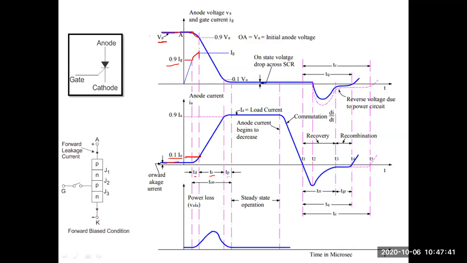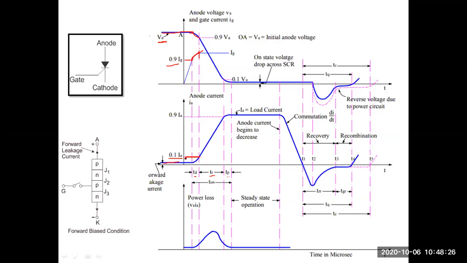So three definitions we have seen. The time taken for the anode voltage to fall from 100% to 90%, that is from VA to 0.9 VA. Or in terms of gate current, the time taken for the gate current to reach from 0.9 Ig to Ig. Here the voltage is falling and the current is rising. The gate current is, of course, an external source. And look at this anode current.